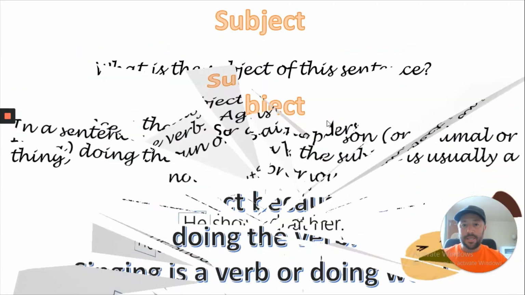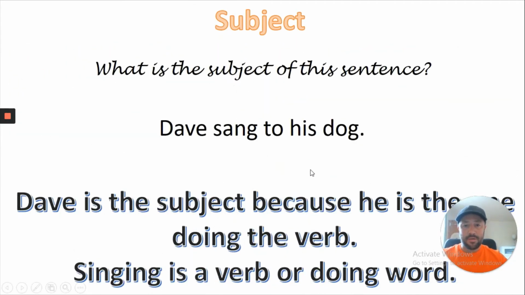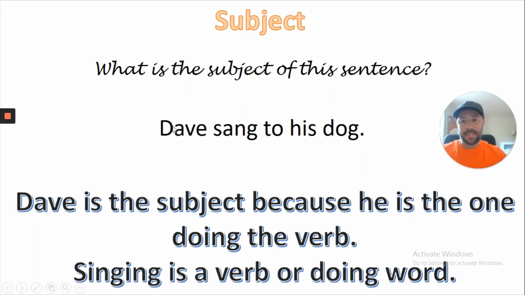So when we look at this one here, Dave sang to his dog. Again, we've already said sang is the verb, dog is the object, so Dave is the subject of the sentence. And usually the subject comes at the start of the sentence. So Dave is the subject because he is the one doing the verb, singing is a verb or a doing word. So we've looked at object, we've looked at subject.